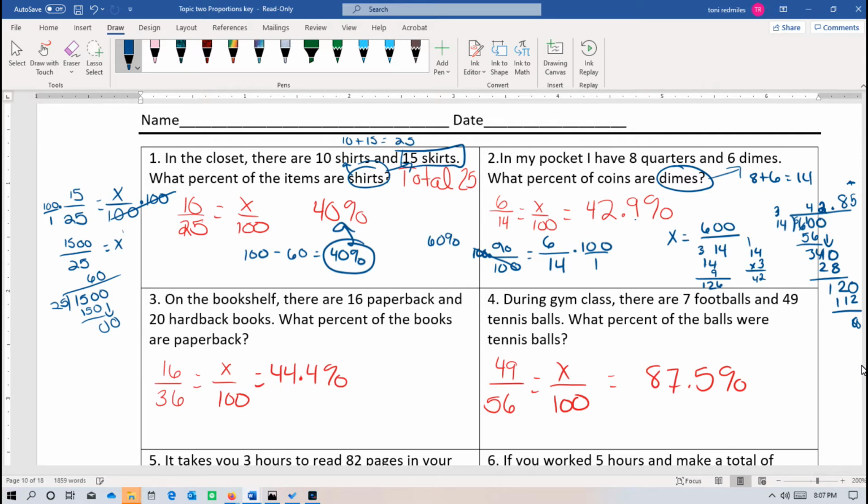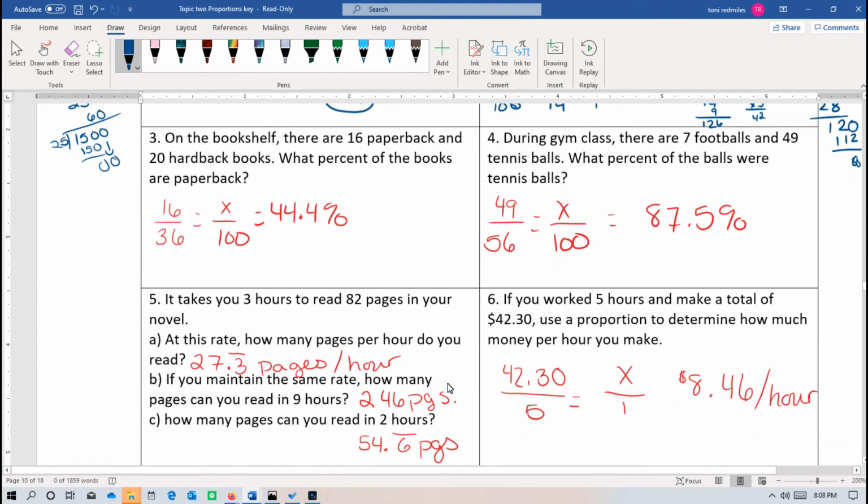If you gave me 42.85, you're not wrong, if you kept going out, but I rounded. This is a rounded answer to the tens place. If you took it out further, you're not wrong at all, because I didn't tell you what to round to.